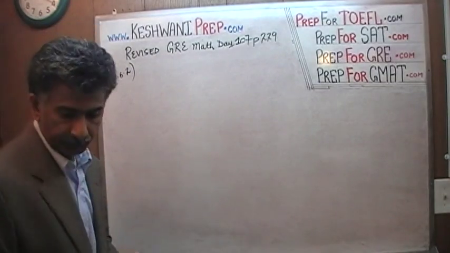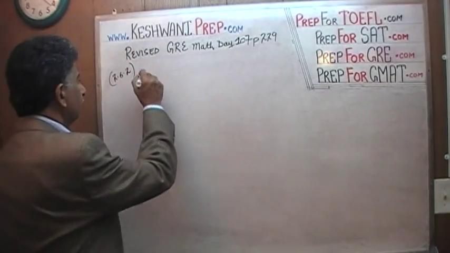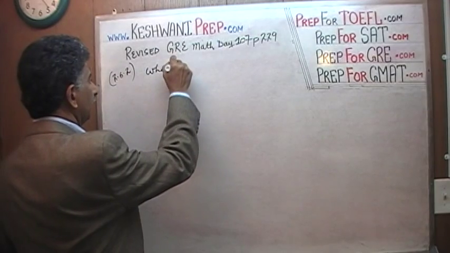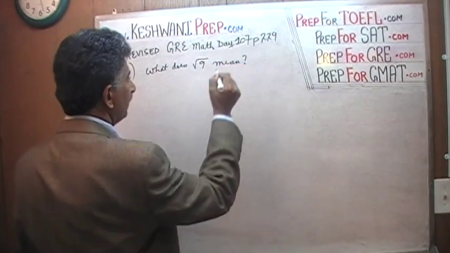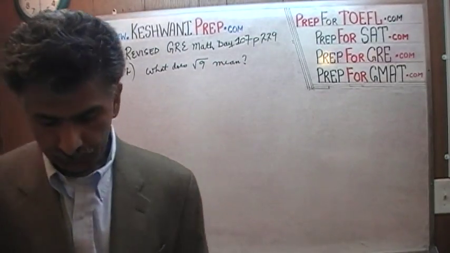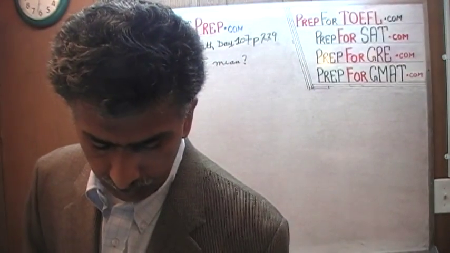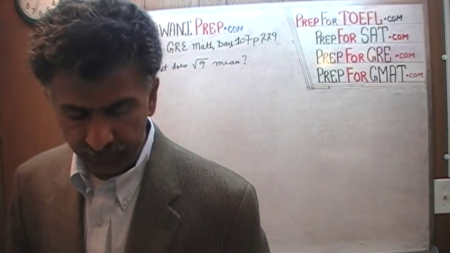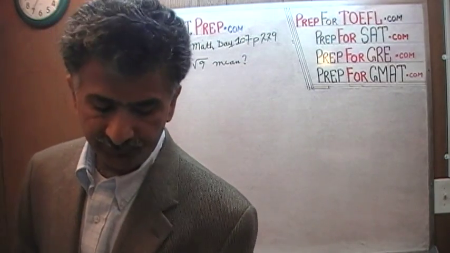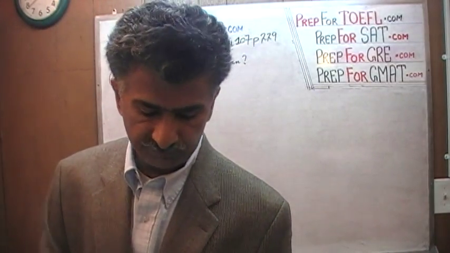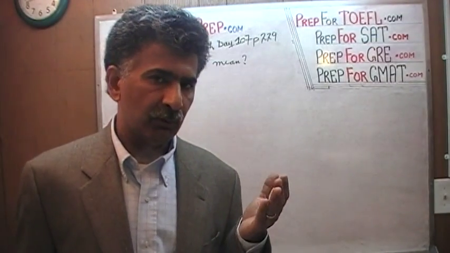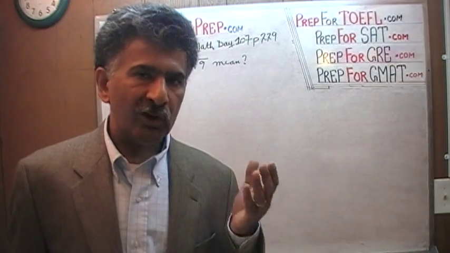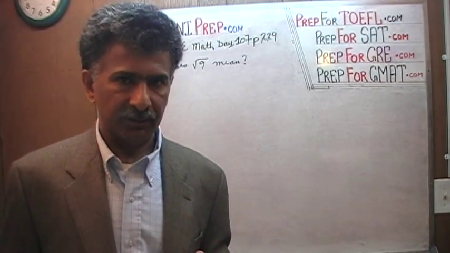The homework was, my question was, what does the square root of 9 mean? What does it mean when you say square root of 9? Can you articulate it? Can you describe it? Can you express it in simple words? What is it that you're asking here? When you ask somebody, what's the square root of 9, what is it that is being asked in fact there?